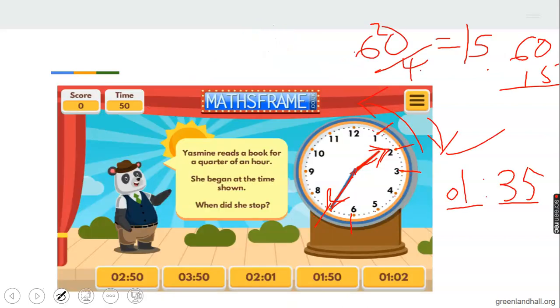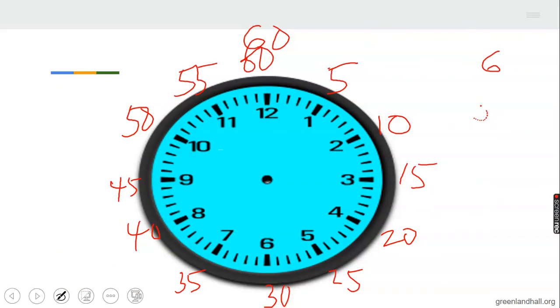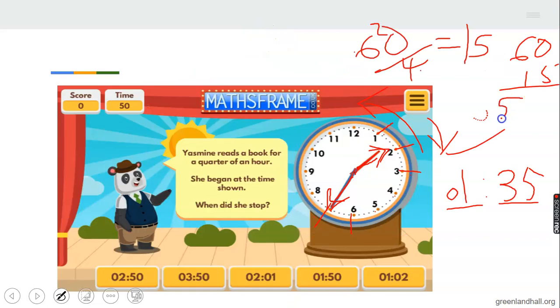0 plus 5 is 5, and 6 plus 1 is 7. Okay, now 75 minutes. She began at the time shown, and then for another 75 minutes she continued. So let's count 75: 5, 10, 15, 20, 25, 30, 35, 40, 45, 50, 55, 60, 65, 70, 75. By the time she gets here, what is the time here? That's 50.